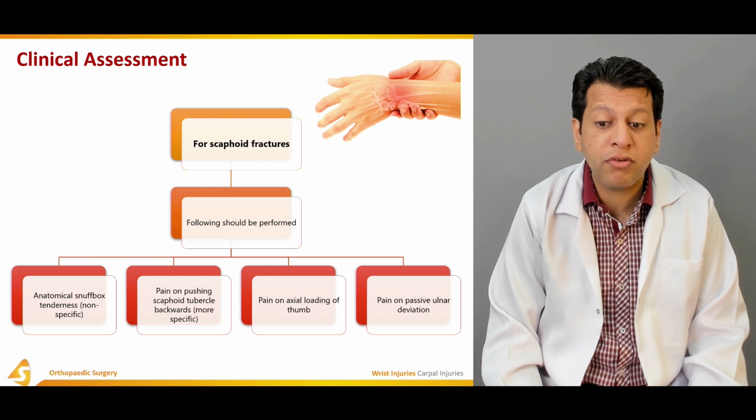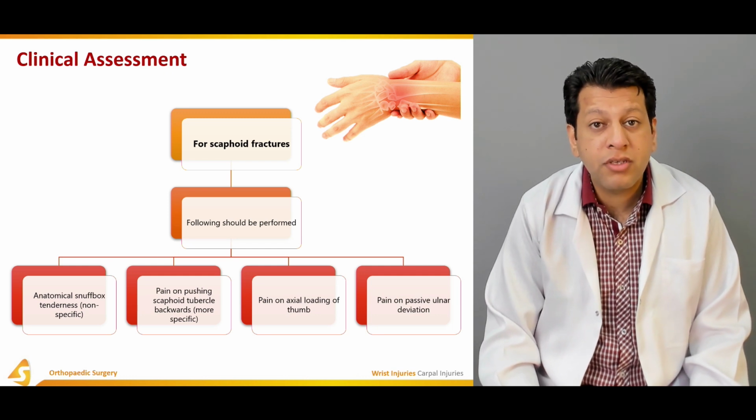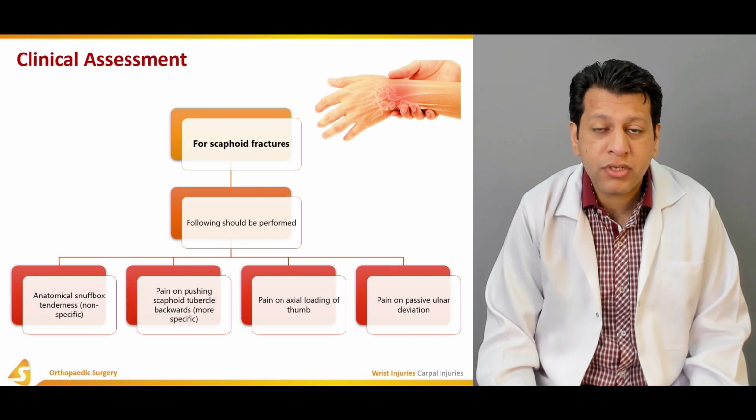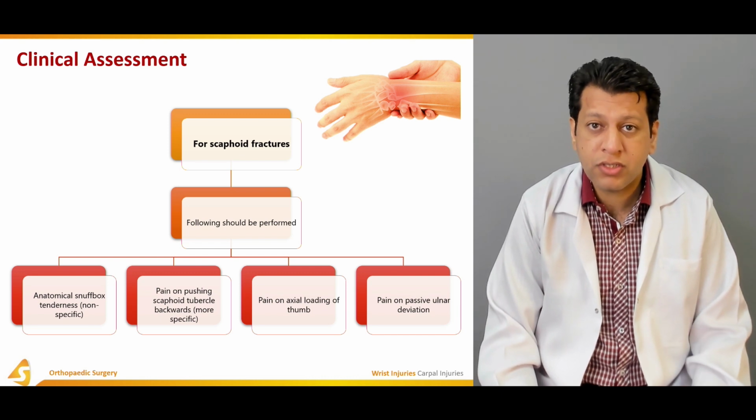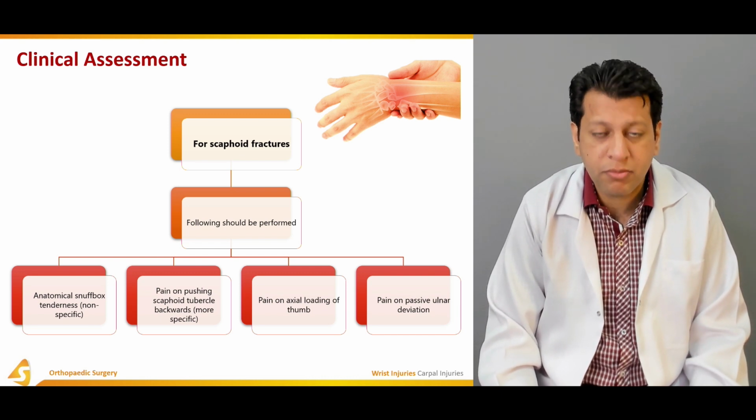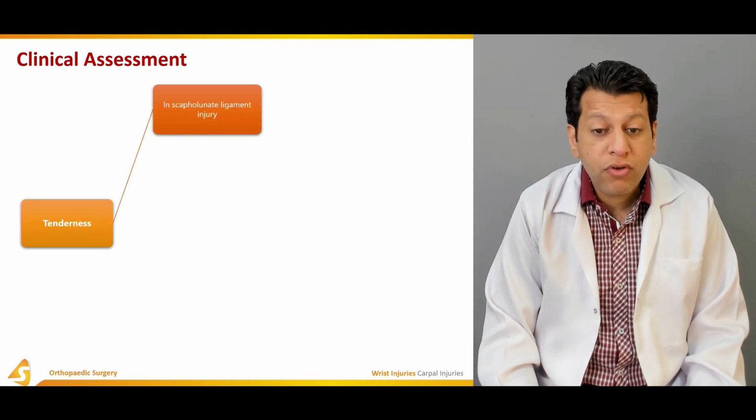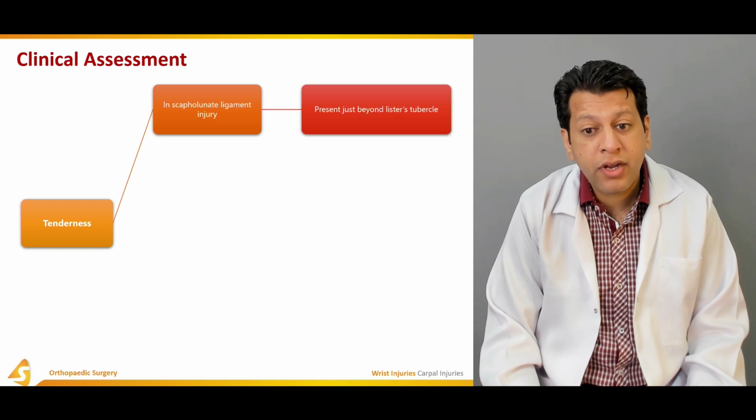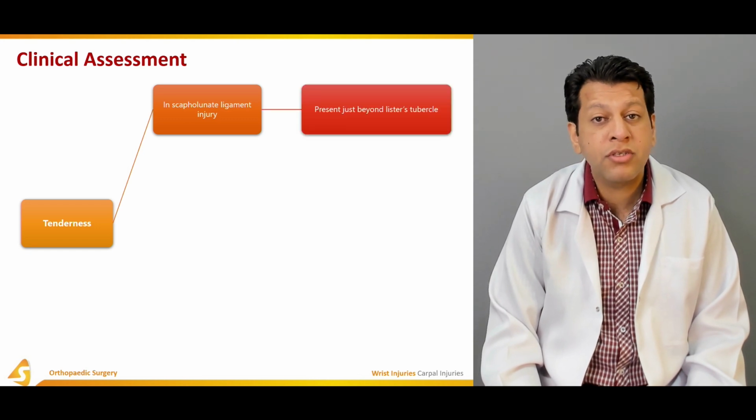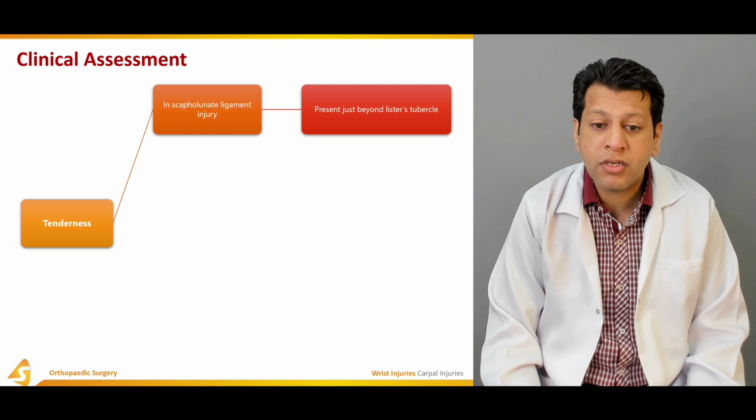Another option is pain on passive ulnar deviation. Simple ulnar deviation can be painful because it locks the radioscaphoid fossa with the scaphoid, and if there is a fracture, that will be painful. Now coming to the tenderness. In scapholunate ligament injury or scaphoid fracture, usually just beyond Lister's tubercle is where the most tenderness is.